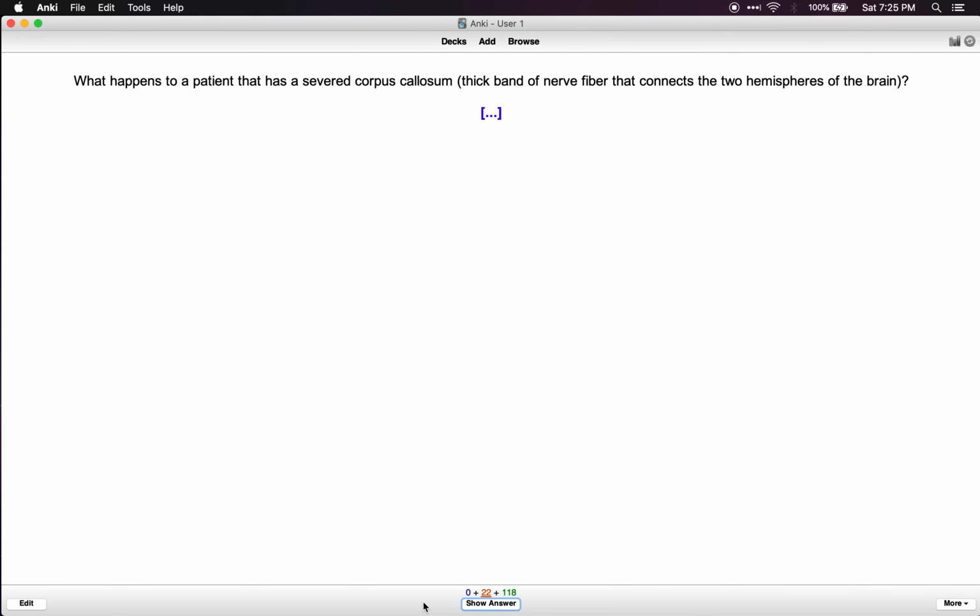What happened to a patient that has a severed corpus callosum? If you separate the two hemispheres of the brain, the left side is responsible for language and the right side is responsible for action. If you see this pen in your left visual field, that gets sent to the right side of your brain, which controls motor function. So you're able to pick up the pen, but you're not able to use the left hemisphere to name the pen because it's separated, so you can't communicate between the two.